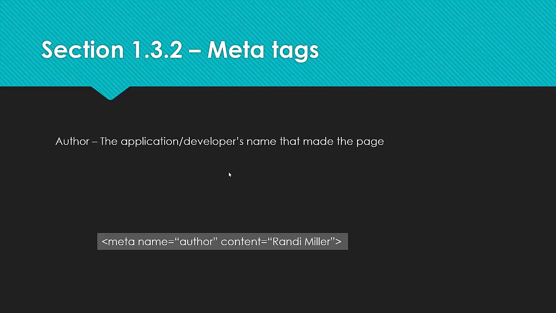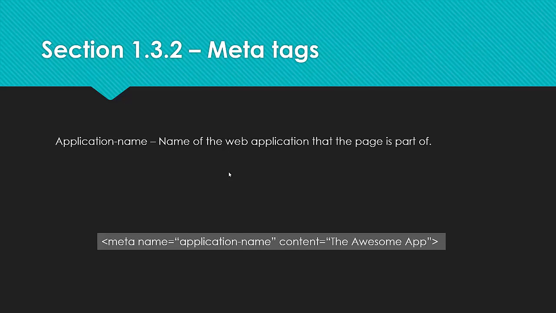An author is the application developer's name that made the page. So usually this is going to be you if you are actually making the page. This is mainly just to tell the search engines, or tell somebody who's just being nosy and wants to know who made that web page. They can look into the source code and see that it was me that made it.